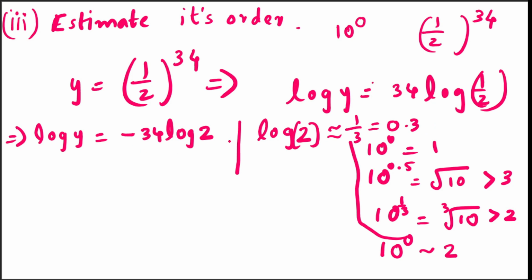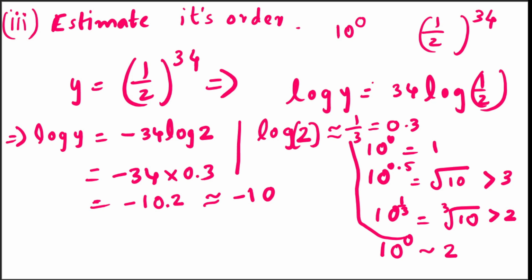Now we can substitute here minus 34 into 0.3. What is its value? We get minus 10.2, which is approximately equal to minus 10. Now log y is equal to minus 10, which means y is equal to 10 raised to minus 10. So this is the order. That's it, because they have asked only to find the order. If they ask to find the order, don't give importance to minute values.